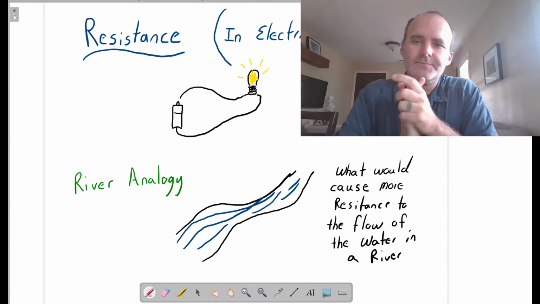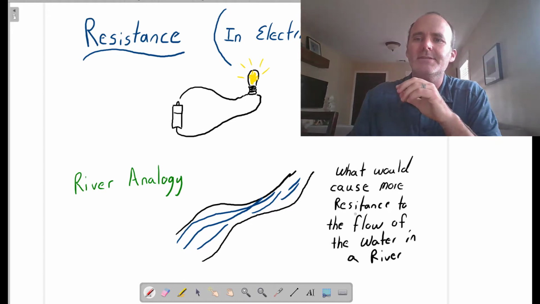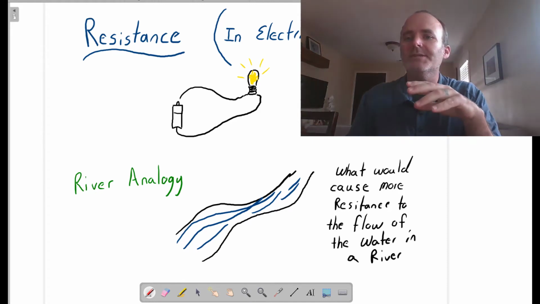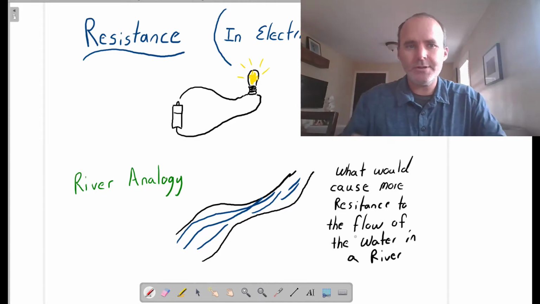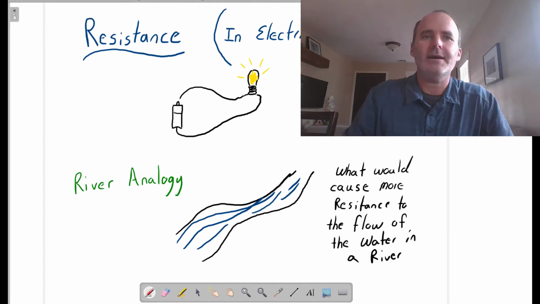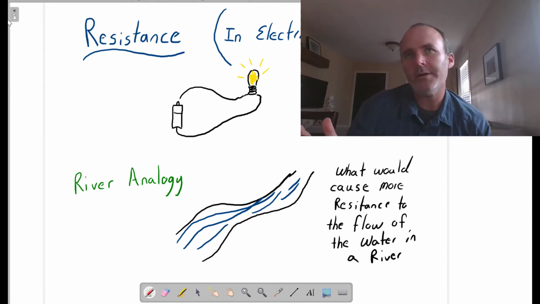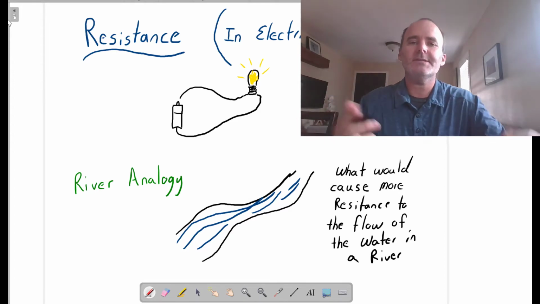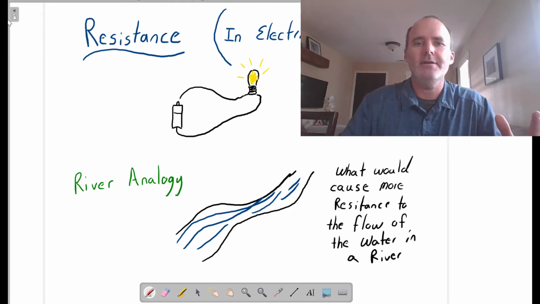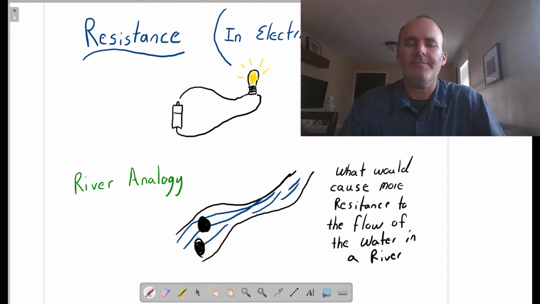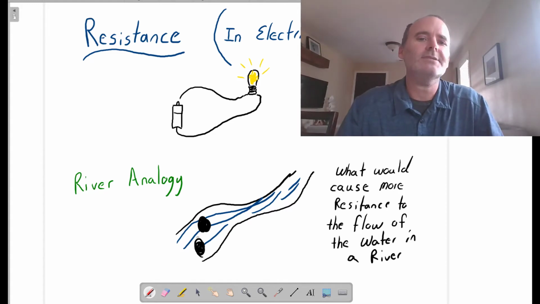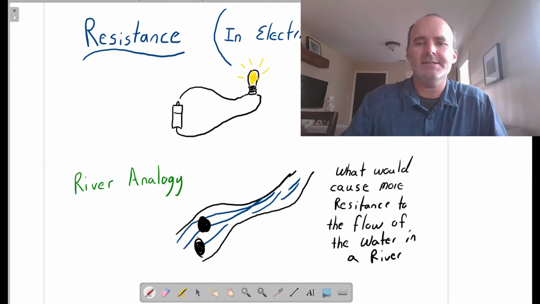Well, here's the question. What would cause more resistance to the flow of the water in a river? What can you do to slow that current down? If you think about that, what's something you can do? When I ask this question to students, one of the first things they say is, "Oh, well, you could throw a big rock in the river, so we could put something in that river to slow that current." That's completely correct. Yes, you can do that. So that would be resistance.